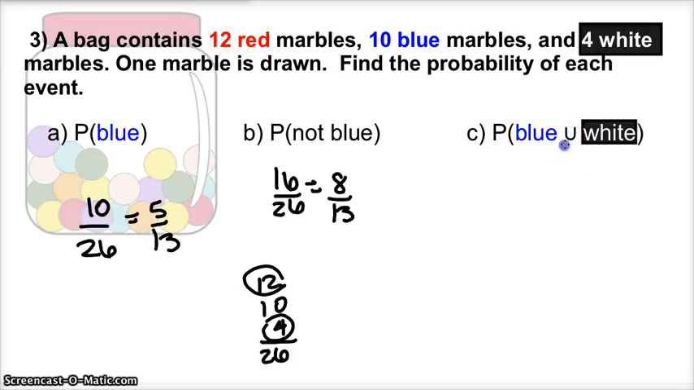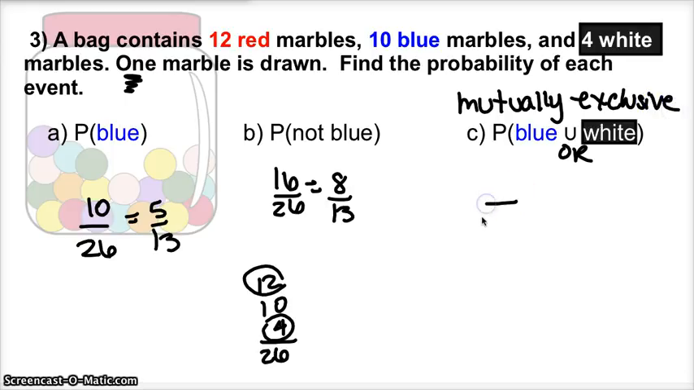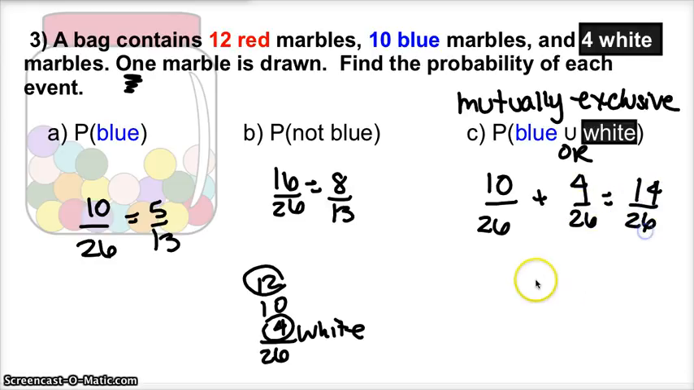The probability of blue or white, well, notice that you're only drawing 1 marble. So what we do, this is mutually exclusive. So we're going to take the probability of drawing a blue, which we already established is 10 out of 26, and add it to the probability of you drawing a white, which are these 4 down here, and we add them together, which reduces to 7 out of 13.